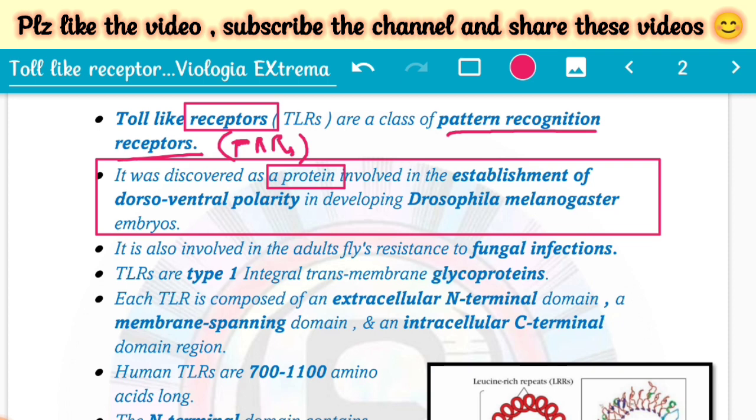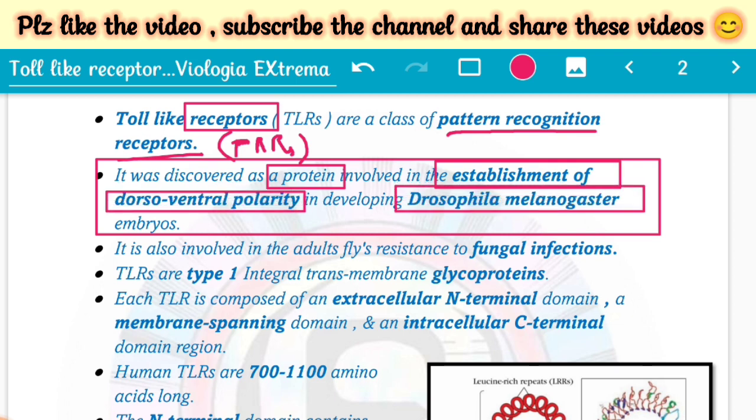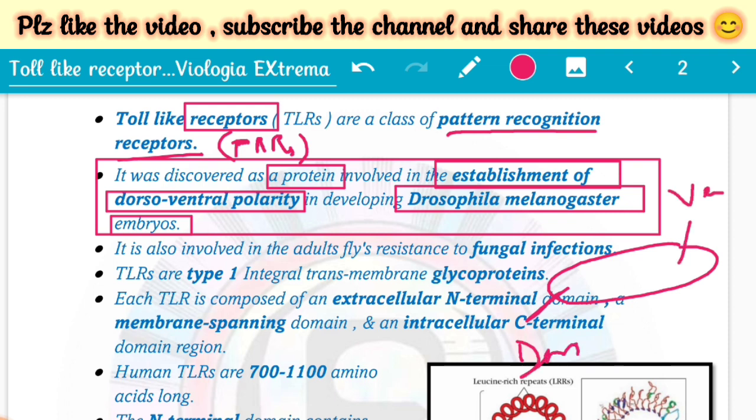Okay, so it is a protein involved in the establishment of dorsoventral polarity in the developing Drosophila melanogaster embryo. What does it mean? Scientists were studying the development of Drosophila melanogaster, and they found that some kind of protein is responsible for establishing that this part of the body is going to be the dorsal part, and this part is going to be the ventral part. So some proteins are responsible for this polarity.